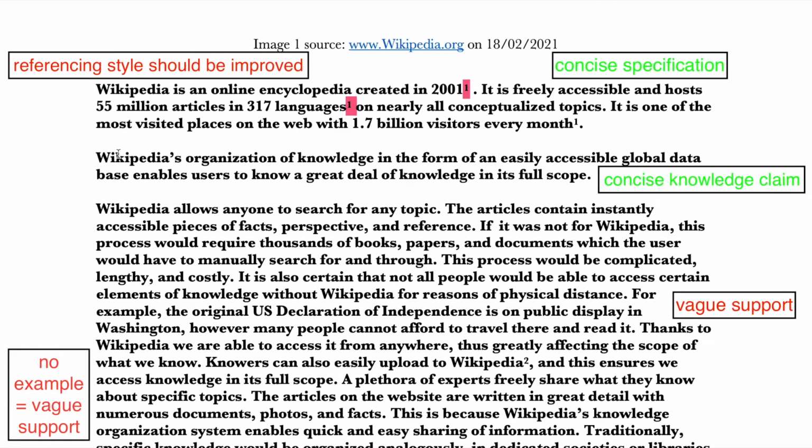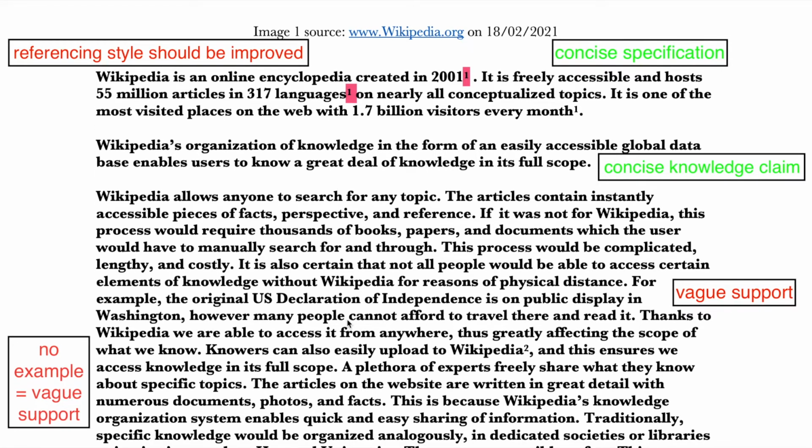Next, I state my knowledge claim as a separate and concise part. Wikipedia's organization of knowledge in the form of an easily accessible global database enables users to know a great deal of knowledge in its full scope. This is the sentence which briefly and very generally explains what this object will introduce into this whole exhibition. Remember to support every single part of this sentence later in the body of this object.